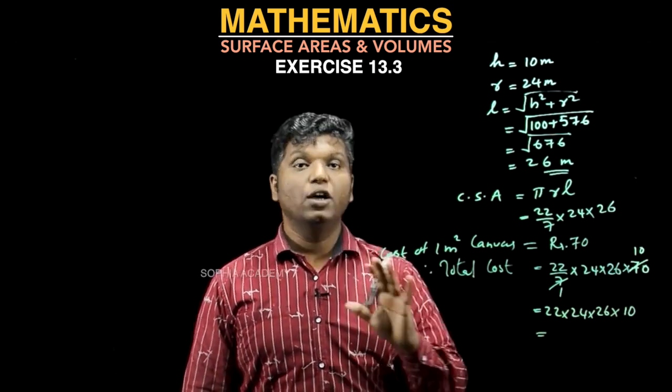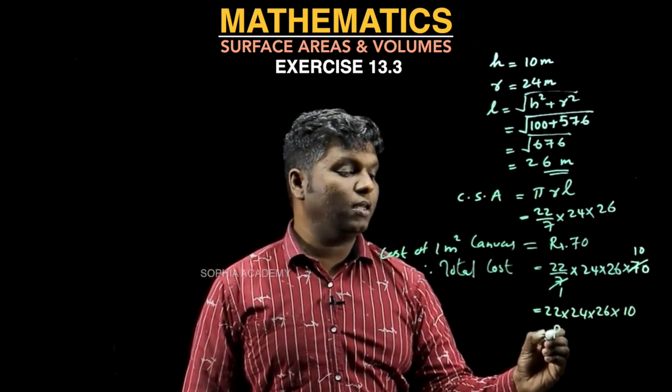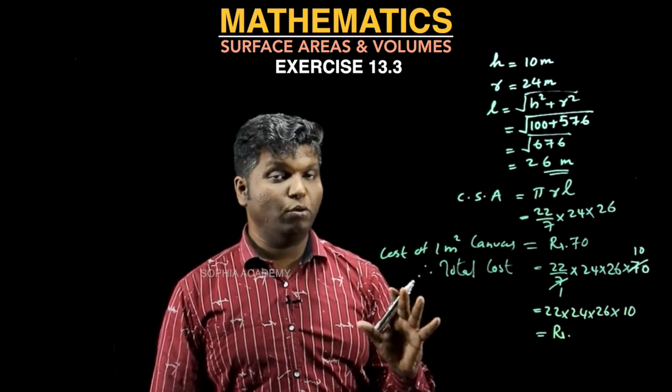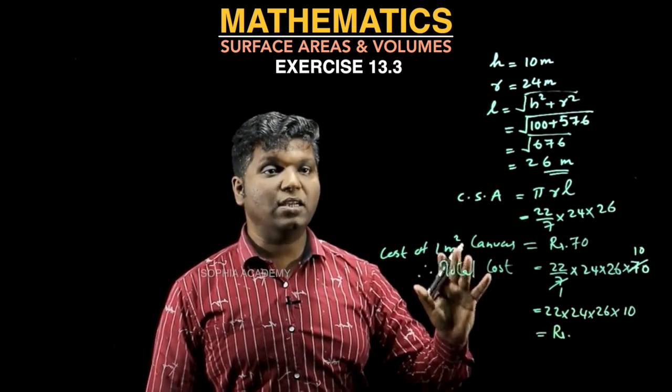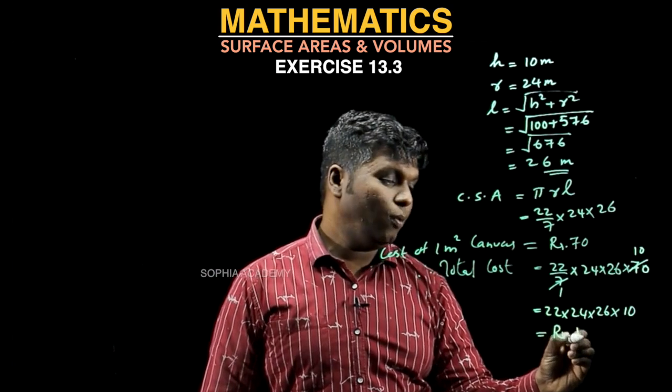Multiplying all this together, you have to finalize, you have to write in the correct answer, you have to write it in rupees itself because it's regarding amount, right? It's regarding amount. And the total answer will be 1,37,280.